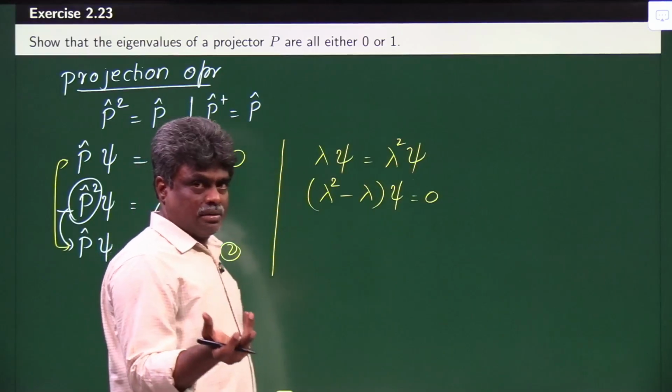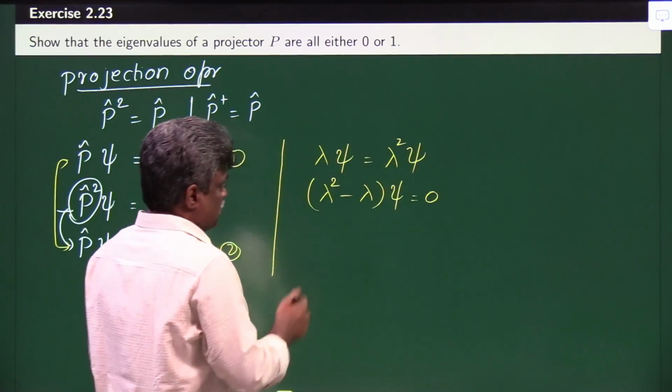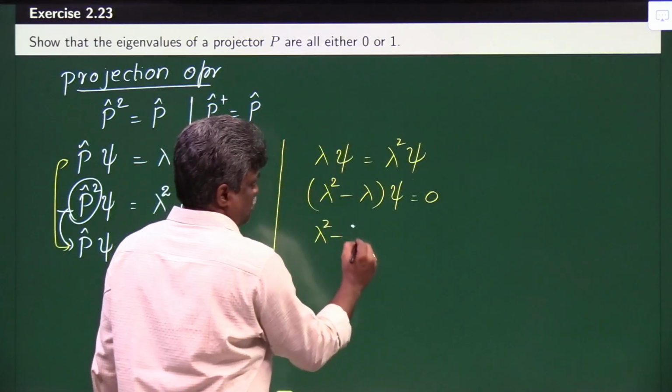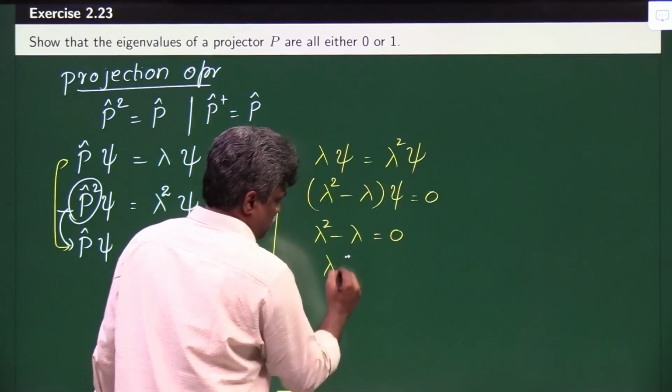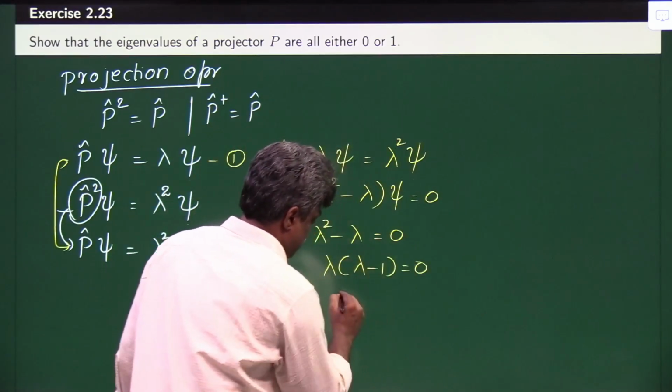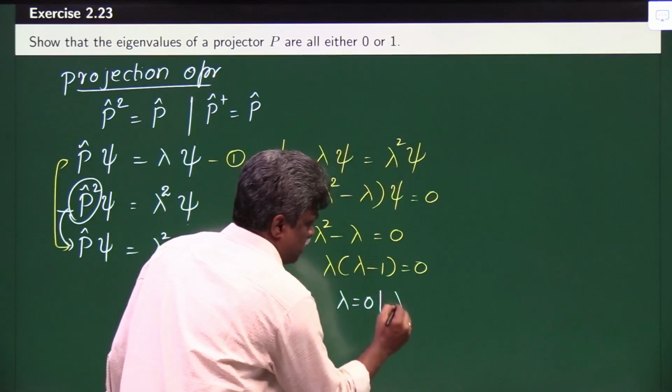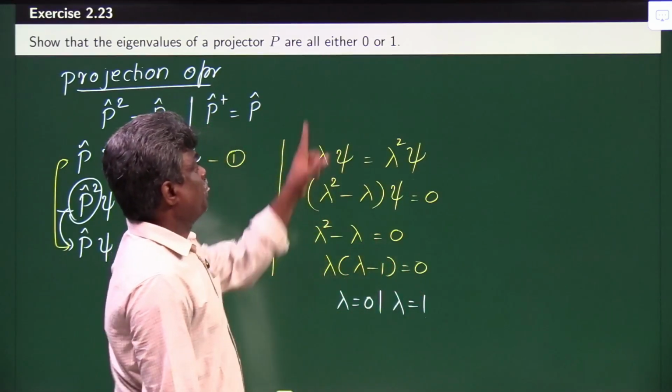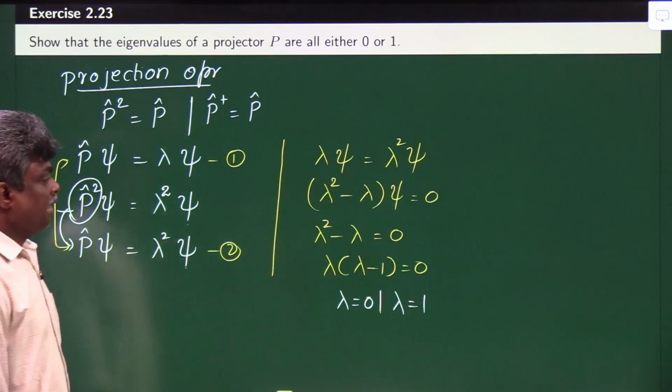Since psi is not a null vector, we can take lambda square minus lambda equal to 0. This is lambda into lambda minus 1 equal to 0. So finally here we got lambda equal to 0 and lambda equal to 1. That's it.